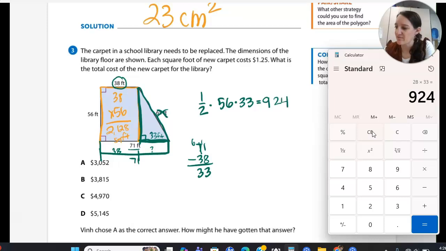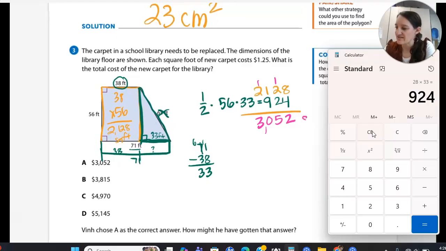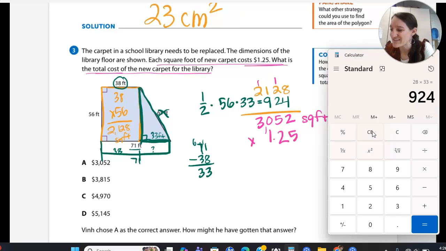And what do I do? I add that up with the 2,128, and I get, let's see, 3,052. Now that's square feet, right? The question was, what is the total cost of the new carpet? Okay, so each square foot costs $1.25. Are you serious? Oh, but I have a calculator. We're going to have to go times that by 125, which we can do.